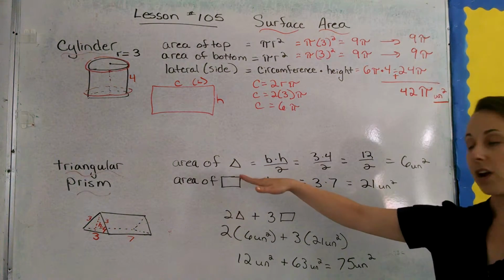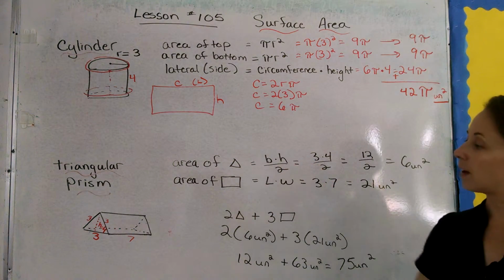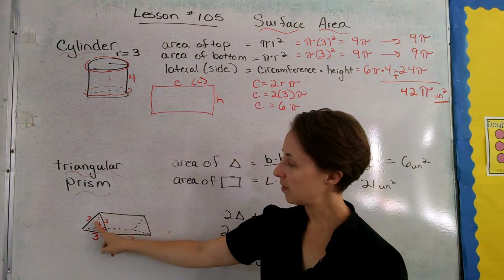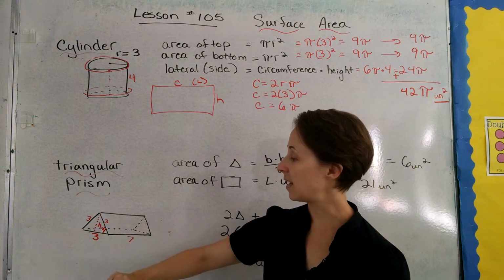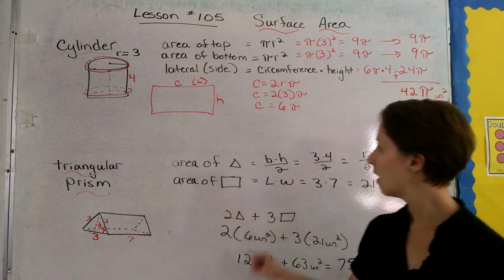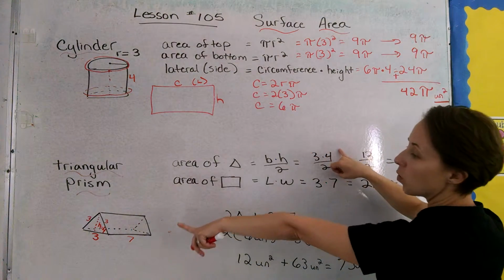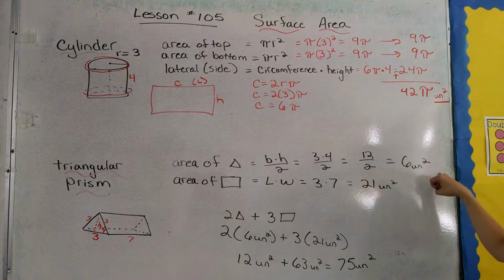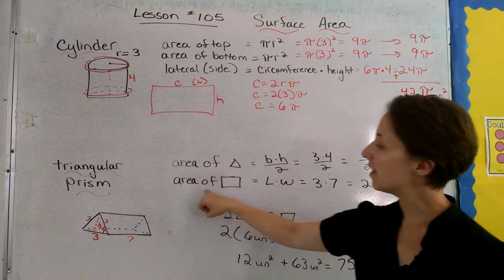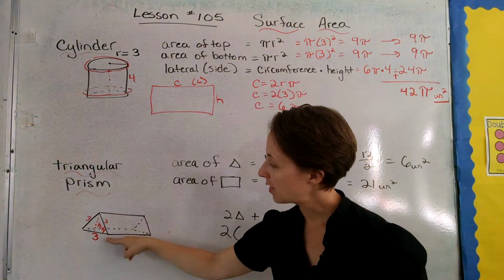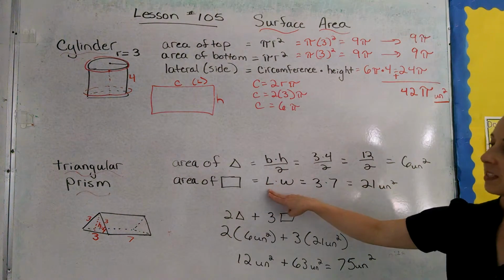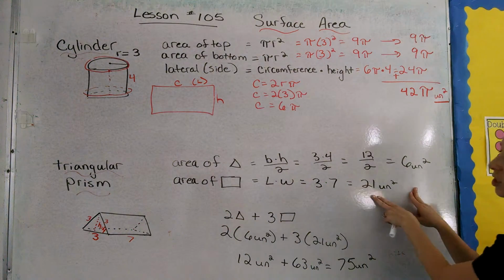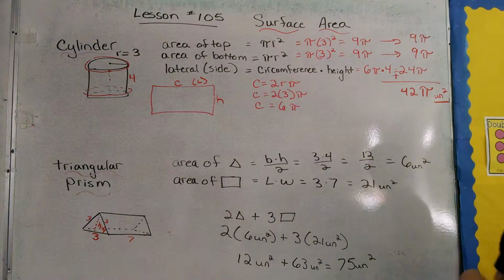Area of a triangle, just in case you forgot, is base times height divided by 2. The base of my triangle is 3, and my height, the distance from the bottom straight up to the top at a 90-degree angle, is 4. 3, which is my base, times 4, which is my height, divided by 2, is 12 over 2, is 6 units squared. That's the area of one triangle. The area of my rectangle is 3 by 7. Since the area of a rectangle is length times width, I multiply my 3 length times my 7 width to get 21 units squared.